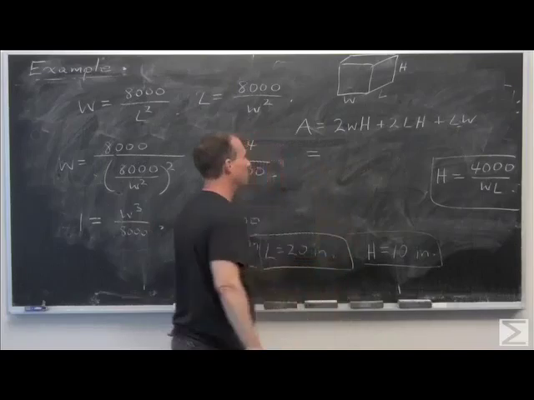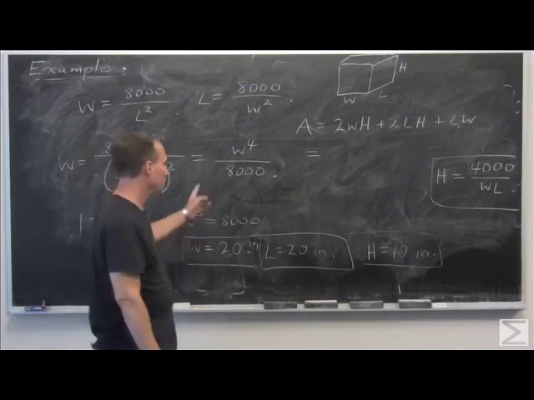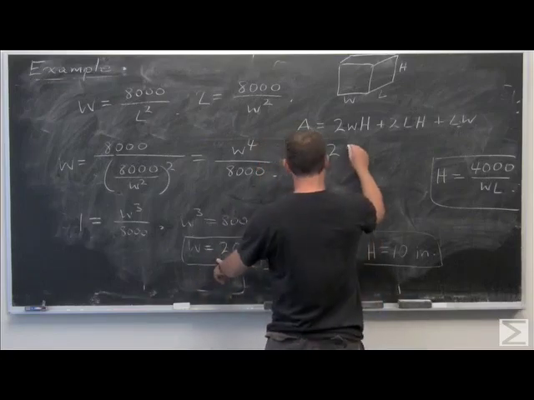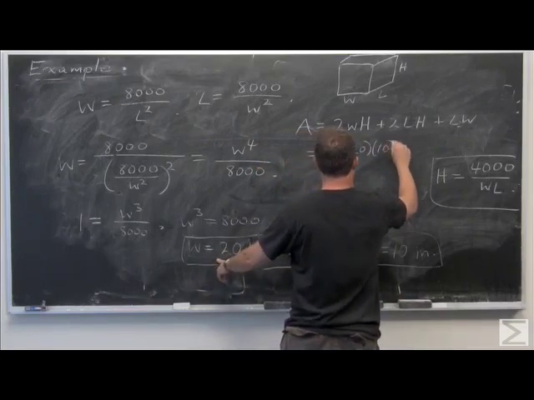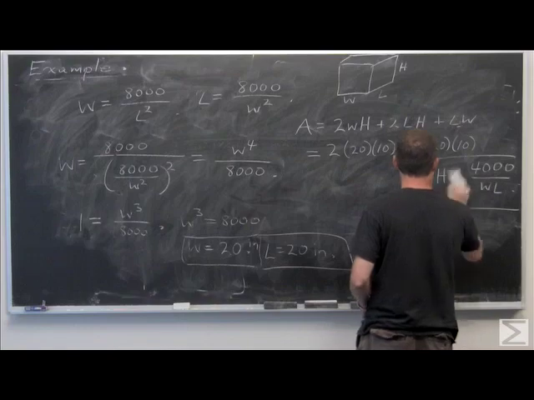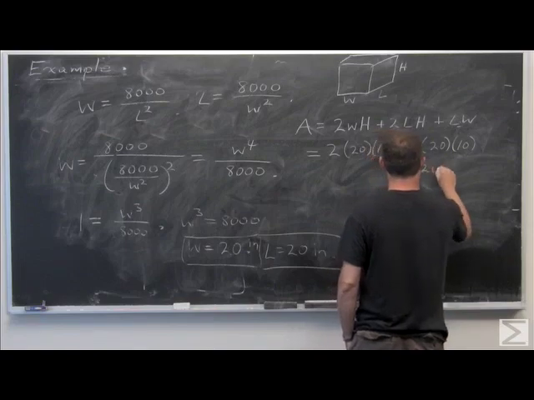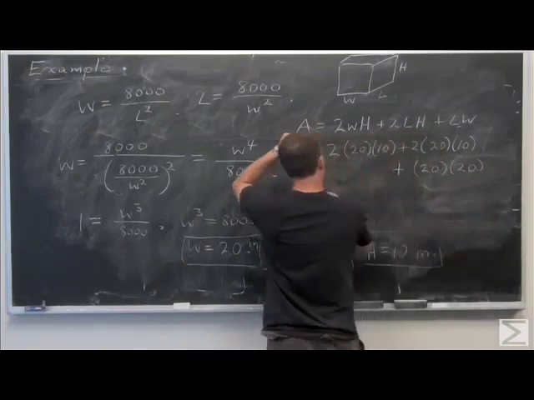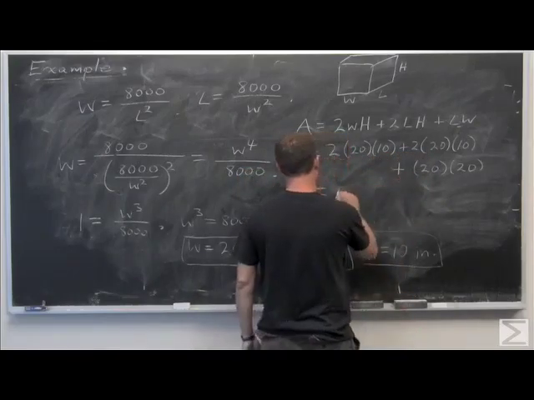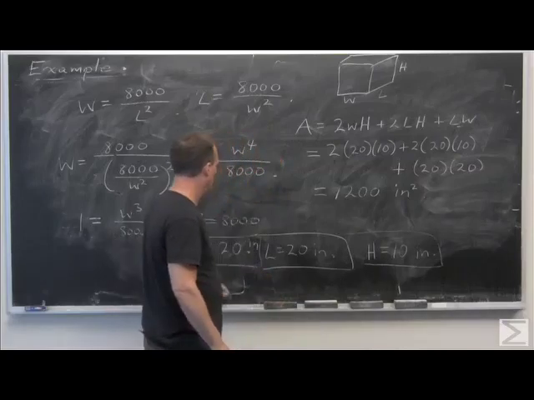I didn't ask, but if you were asked what are the dimensions, and what is that minimum amount of cardboard that's used, then you have to calculate this. It just depends on what you're asked. This would be 20 times 10 plus 2 times 20 times 10, plus L times W, which is 20 times 20. So you get 400 plus 400 plus 400, so 1,200 square inches. And that's what you get.